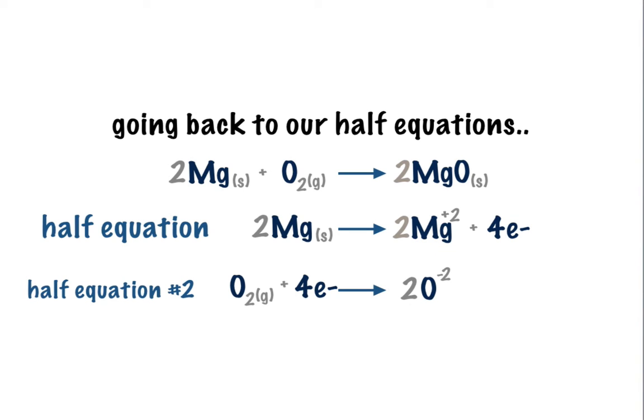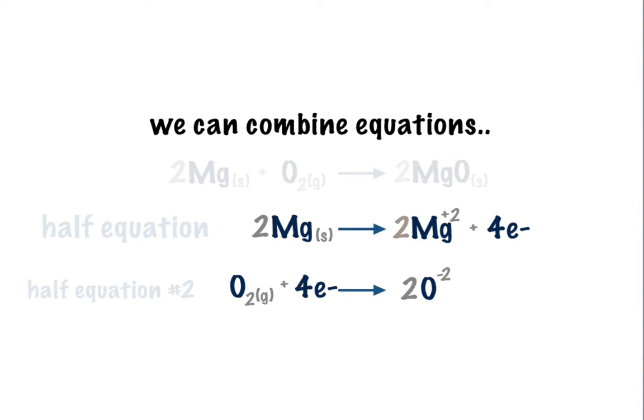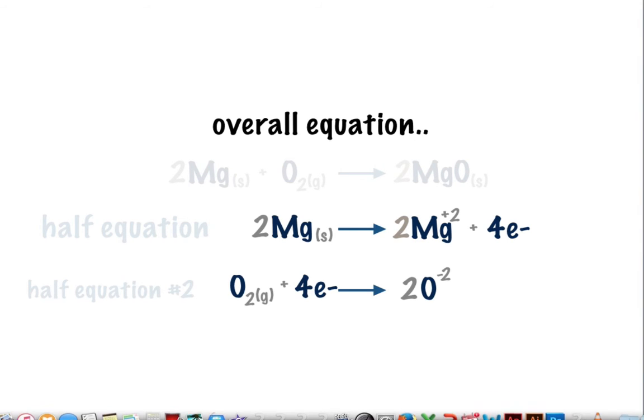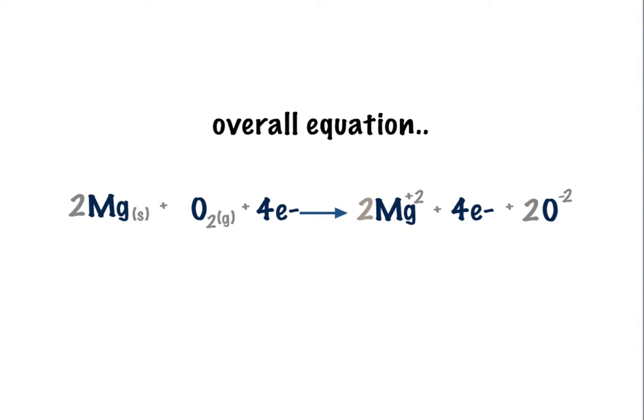So going back to our half equations now. If we have our half equations, what we want to do is combine these equations and gain an overall equation here. Okay, so our overall equation is as such. I have the magnesium combining with my oxygen, and then I have the 4 electrons that are playing an important role in this equation. And then I have my magnesium +2, because remember I lost my electrons, and here they are right here. And then I have oxygen -2.